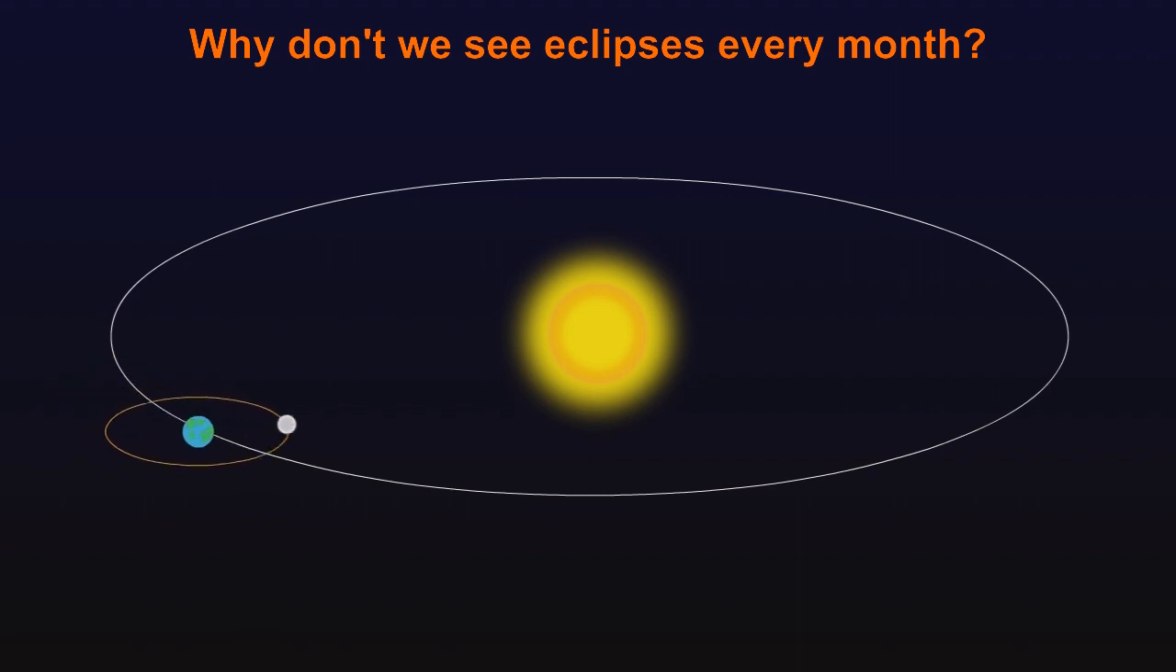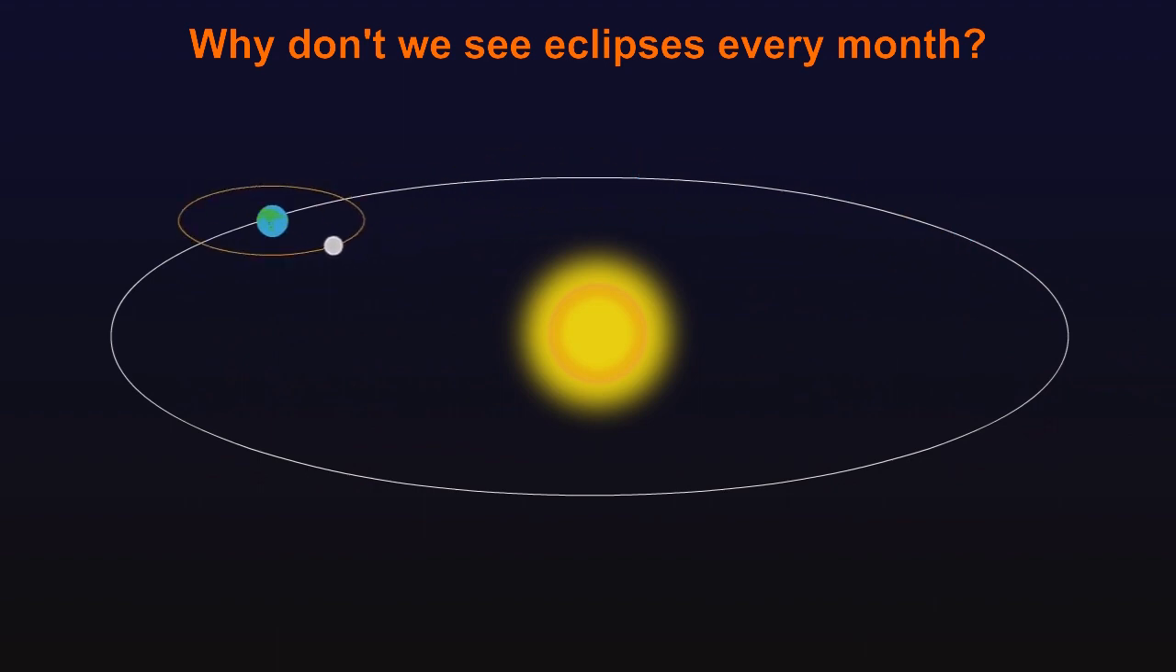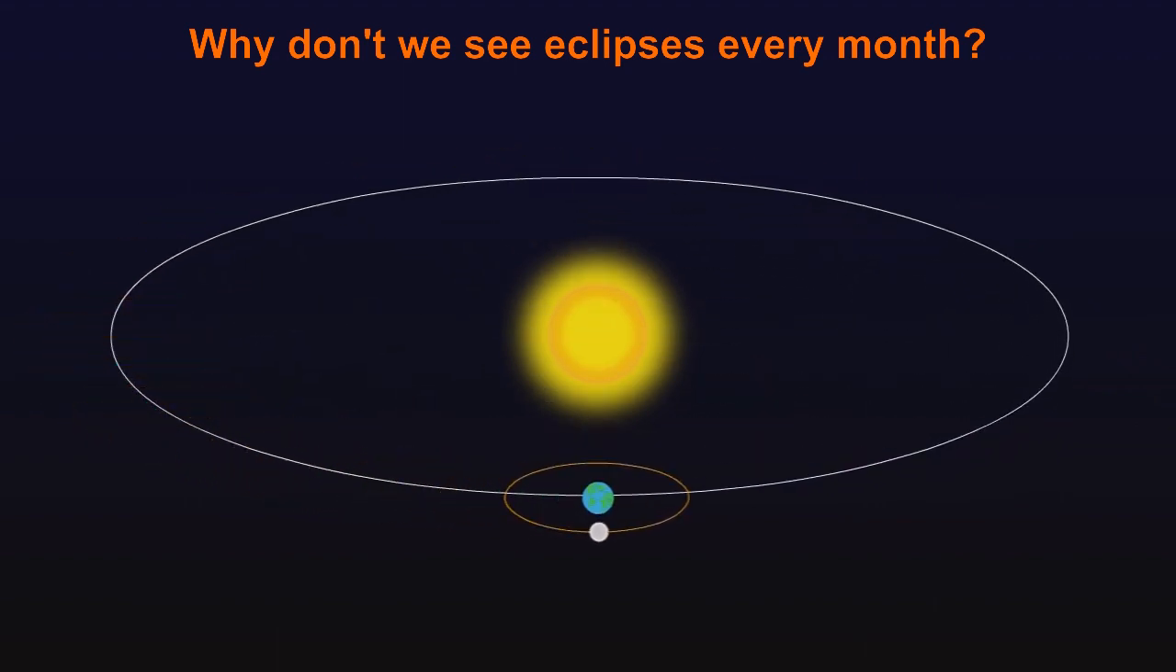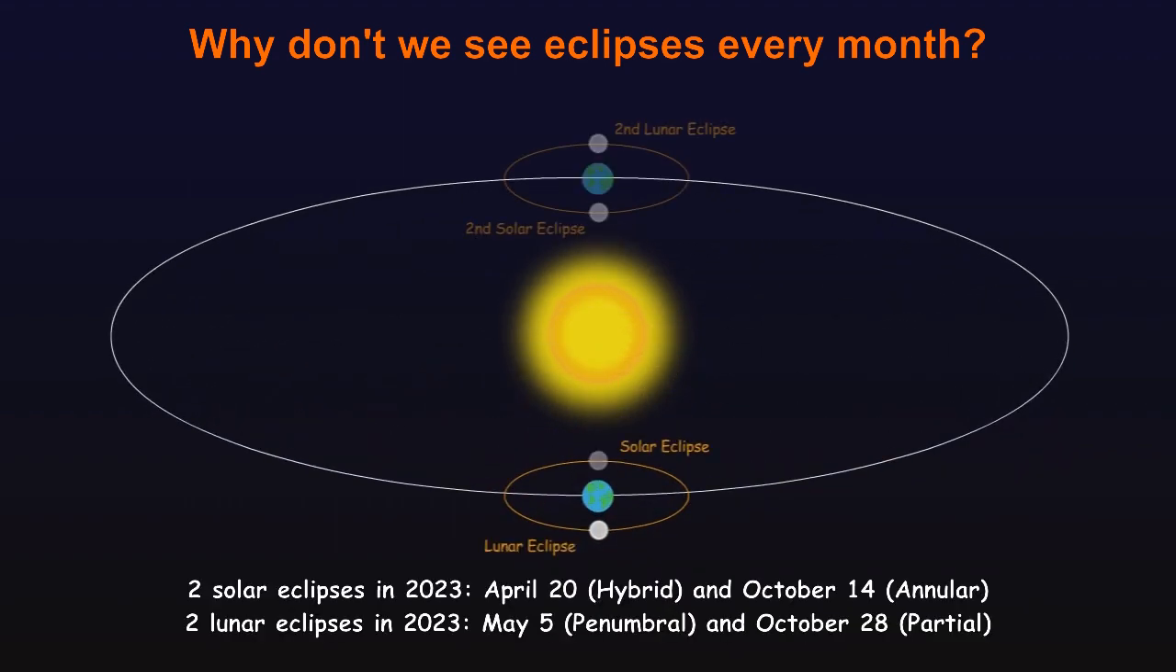Now you may be wondering, why don't we have a solar eclipse every new moon and a lunar eclipse every full moon? This is because the moon's orbit is tilted about 5 degrees. Sometimes the moon is too low, and sometimes it's too high. Eclipses can only happen when the moon, Earth, and sun align just right. There are 2 spots on the moon's and Earth's orbit where this can take place, which is why there are usually 2 solar and 2 lunar eclipses every year.